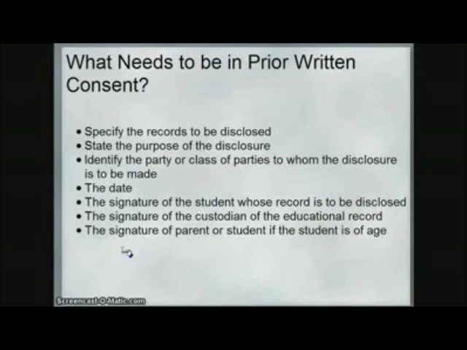What needs to be in prior written consent? You need to have the specific records that are to be disclosed. You need to state the purpose for the disclosure. Identify the party or class of parties to whom you can disclose the information. The date, signature of the student whose record is disclosed, the signature of the custodian of the record, and the parent if the student is not of age.